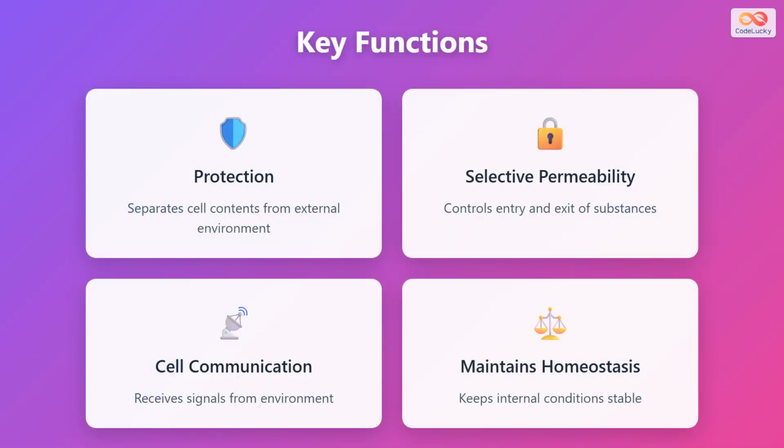The cell membrane performs several critical functions. First, it provides protection by separating the cell's contents from the external environment. Second, it exhibits selective permeability, carefully controlling which substances can enter or exit the cell. Third, it enables cell communication by receiving signals from the surrounding environment through specialized proteins. Finally, it maintains homeostasis, keeping the internal conditions of the cell stable despite changes outside. Together, these functions keep cells healthy and responsive to their environment.